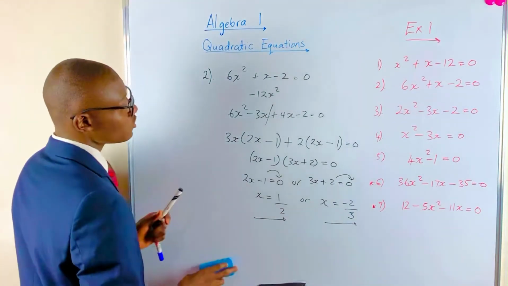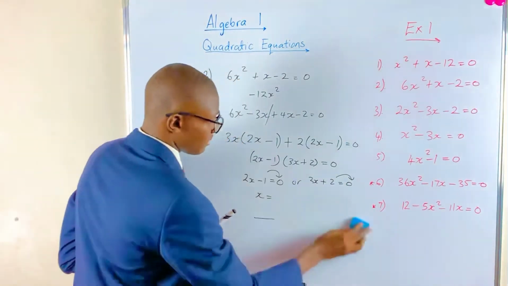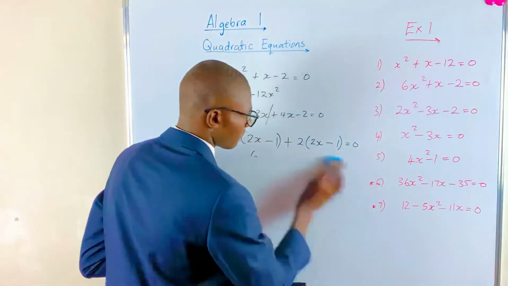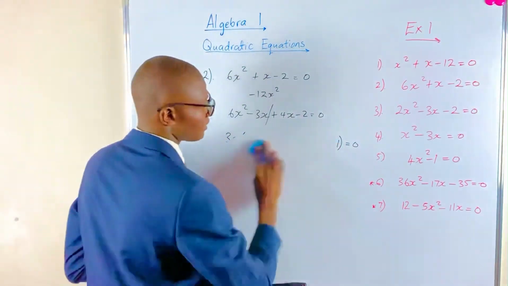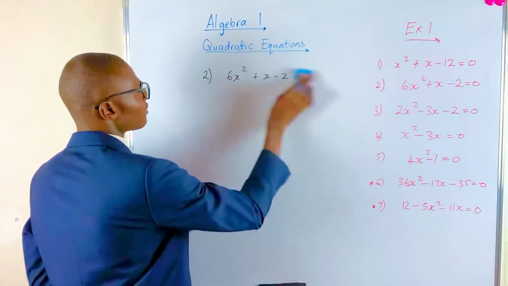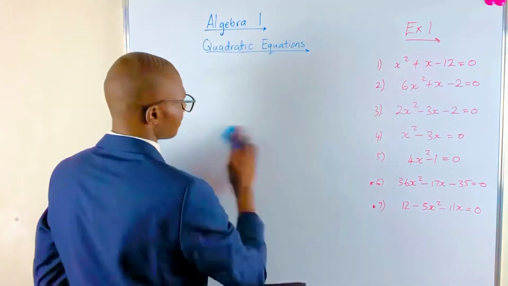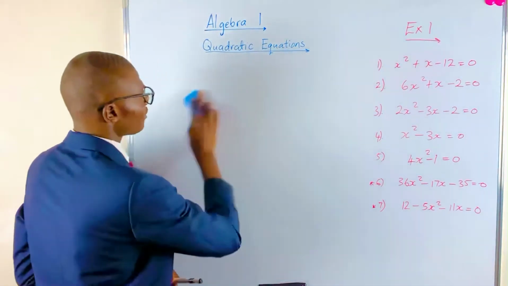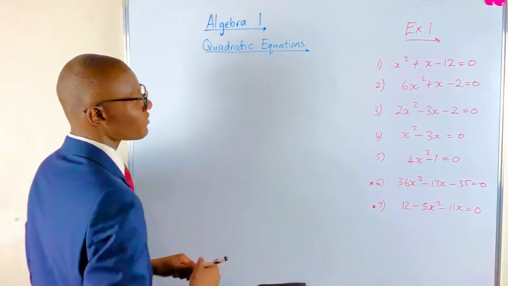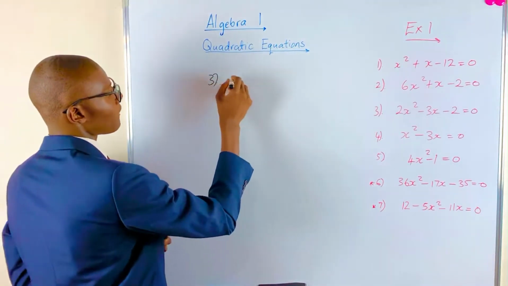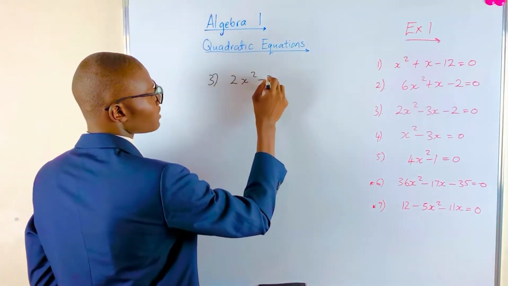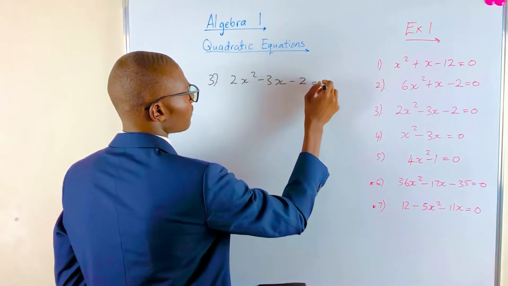Now let's continue to look at number 3. Okay, now solve for number 3. We've got 2x squared minus 3x minus 2 being equal to 0.